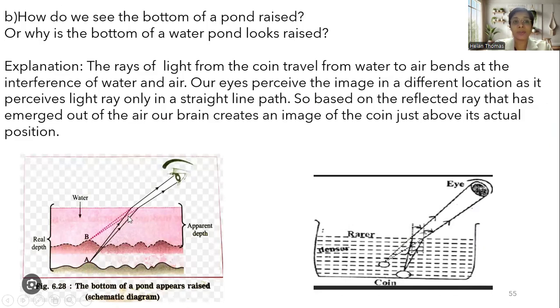Why? Because of the bending of the light ray at this interface of water and air. So this is your eye, and these are the rays that are reaching your eyes. Your brain tends to create an image of the object at this particular point while the object is actually here. This lateral displacement is the reason why you feel that the object is raised to the top.